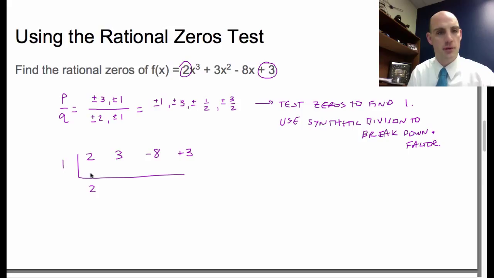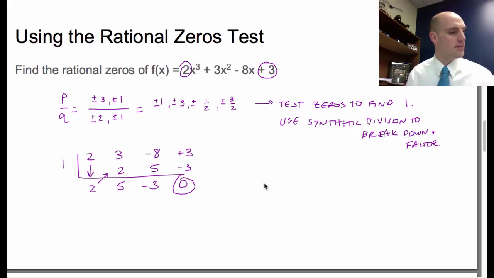So as I go through, I'm going to multiply. So I brought this down. I'm going to multiply here. I'm going to add. So I got 5. So I've got negative 3. So then negative 3 here and 0. Remainder of 0 means it goes in.